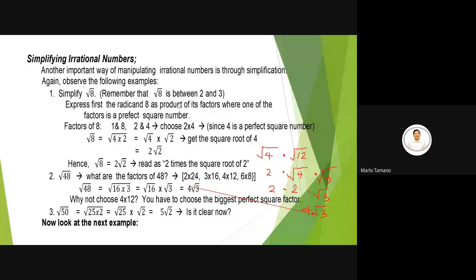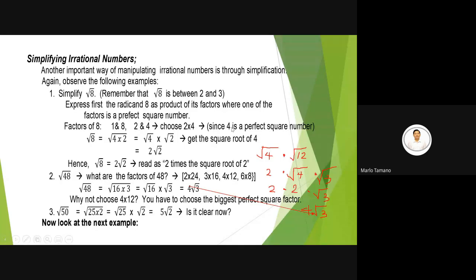So, express first the radicand 8 as a product of its factors where one of the factors is a perfect square number. So, hanapin nyo po yung factors ng 8. Factors of 8 are 1 and 8, 2 and 4. Then, we choose this 2 times 4. Bakit, sir? Hindi yung 1 times 8. Yung 1 is a perfect square, pero hindi po natin na-simplify yung 8. So, hindi po natin pipiliin yung 1 times 8, but rather, we choose this 2 times 4.